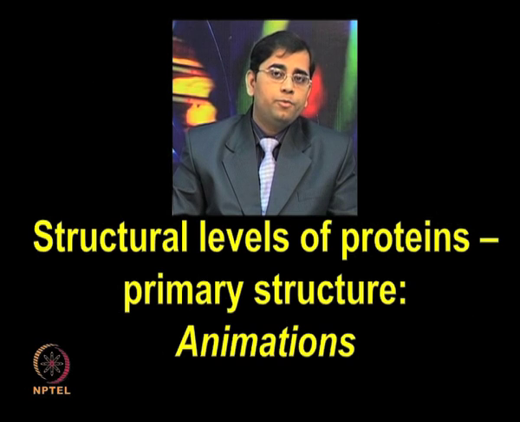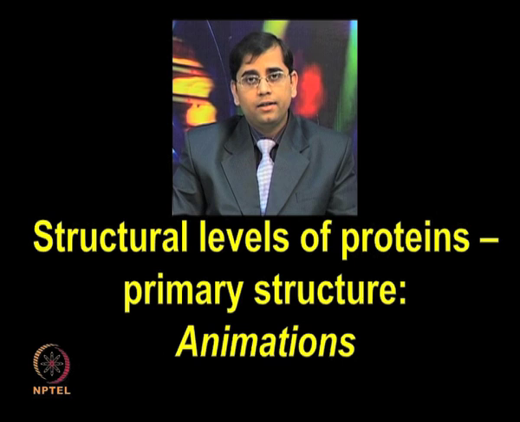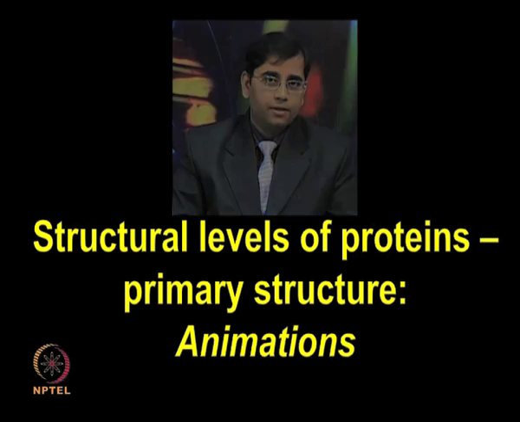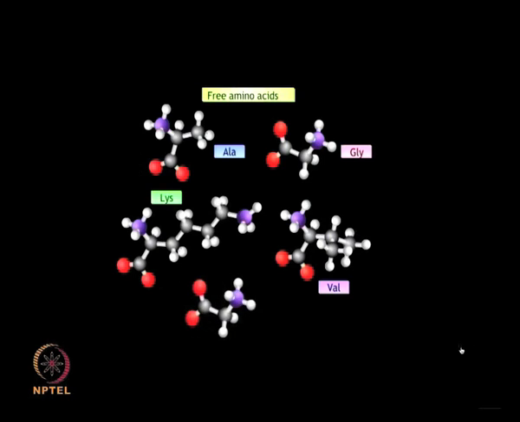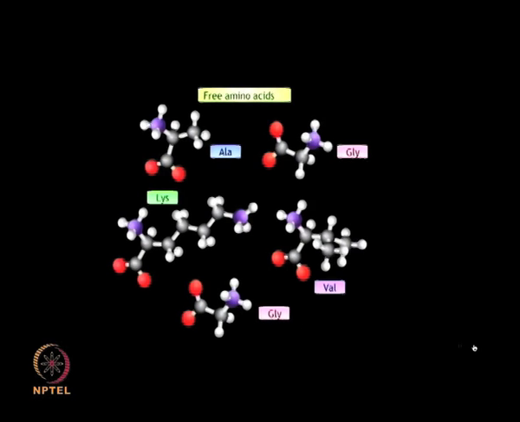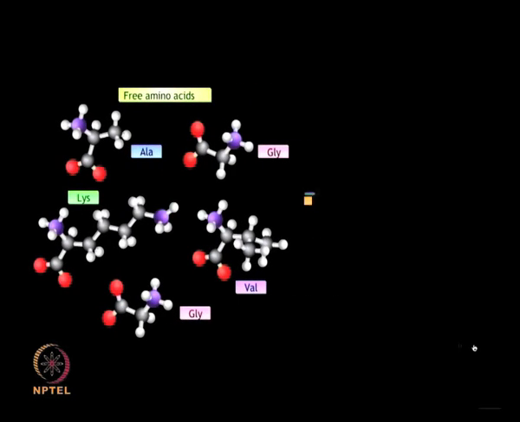Regarding the structural levels of proteins, a few concepts of the primary structure will be discussed in the following animation. Amino acids are joined together in a head-to-tail arrangement by means of peptide bonds with the release of water molecules. This linear sequence of amino acids constitutes the primary structure.